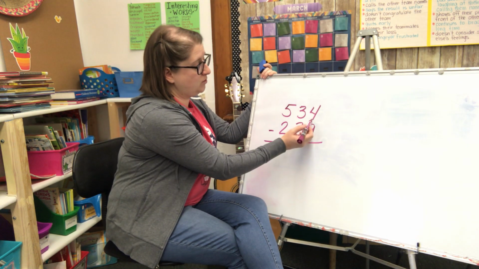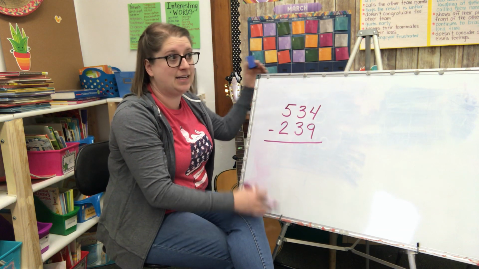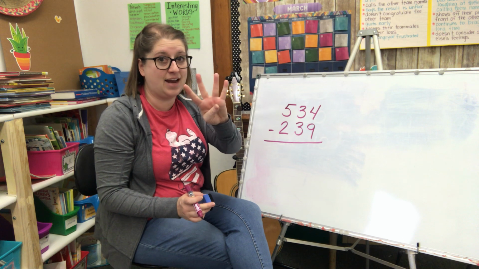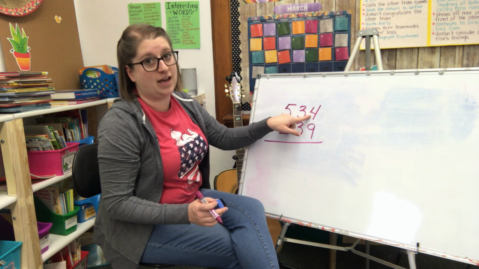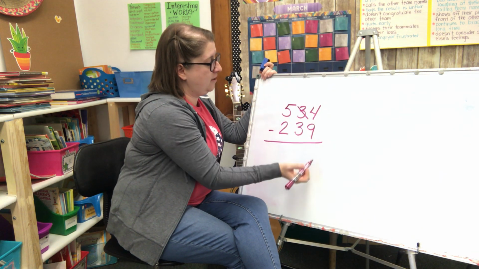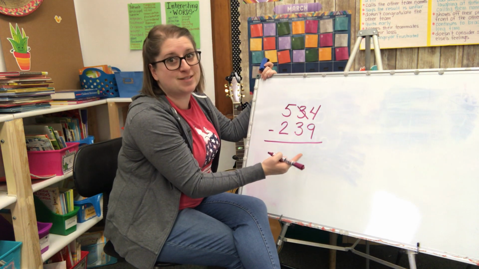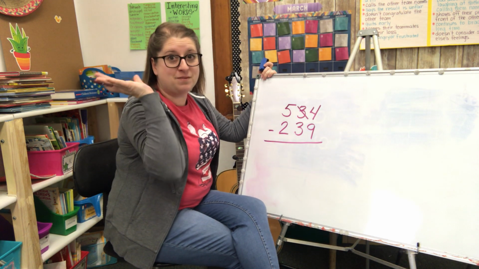Now, I'm gonna start in the ones place. Can I do 4 minus 9? I cannot. If I only have 4, I can't take 9 away from that. We remember, if the number on top is smaller, we're going to have to rename, okay? So I'm gonna cross out my 3. This is why you have to start in the ones place, because if you did your 3 minus 3 first, it would have messed up the whole thing.